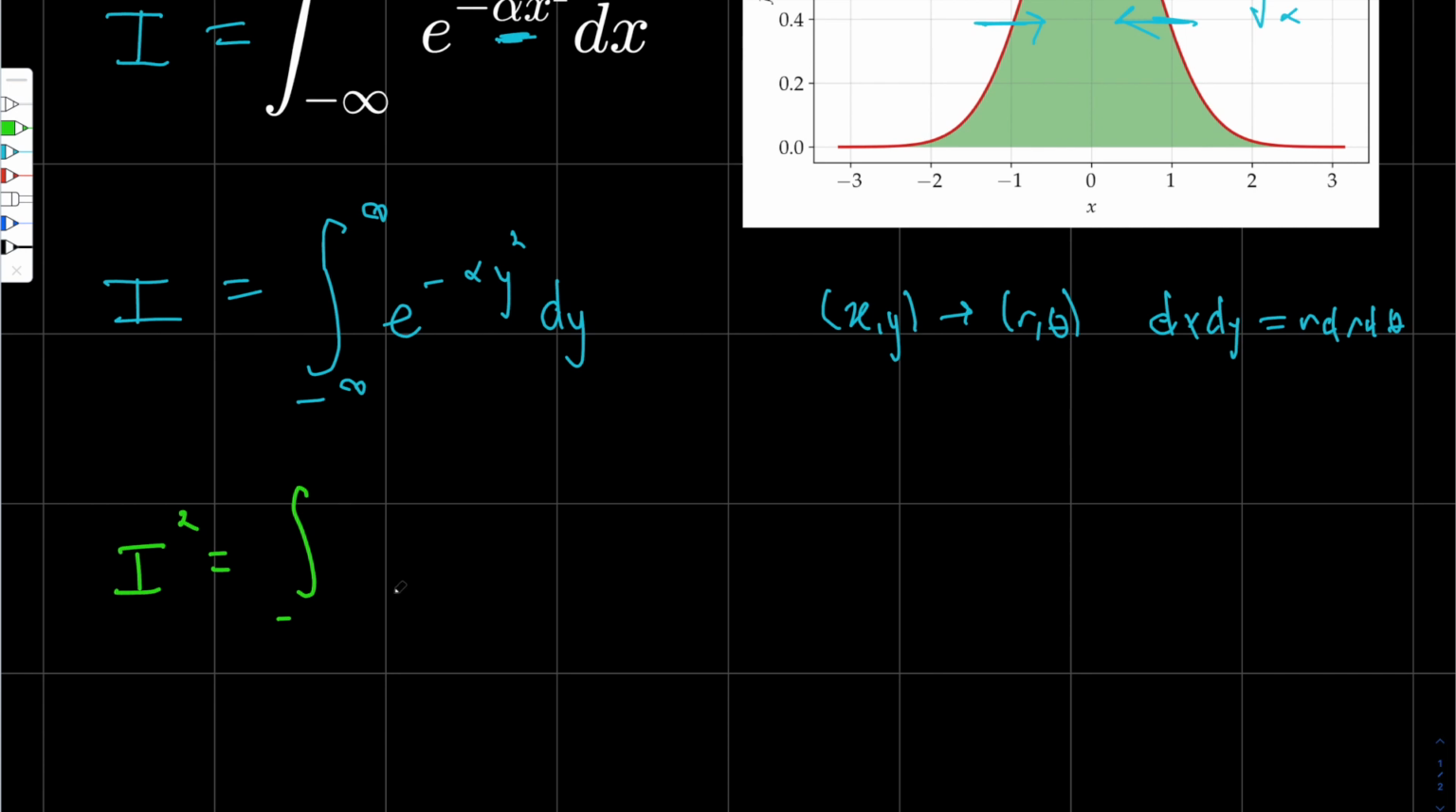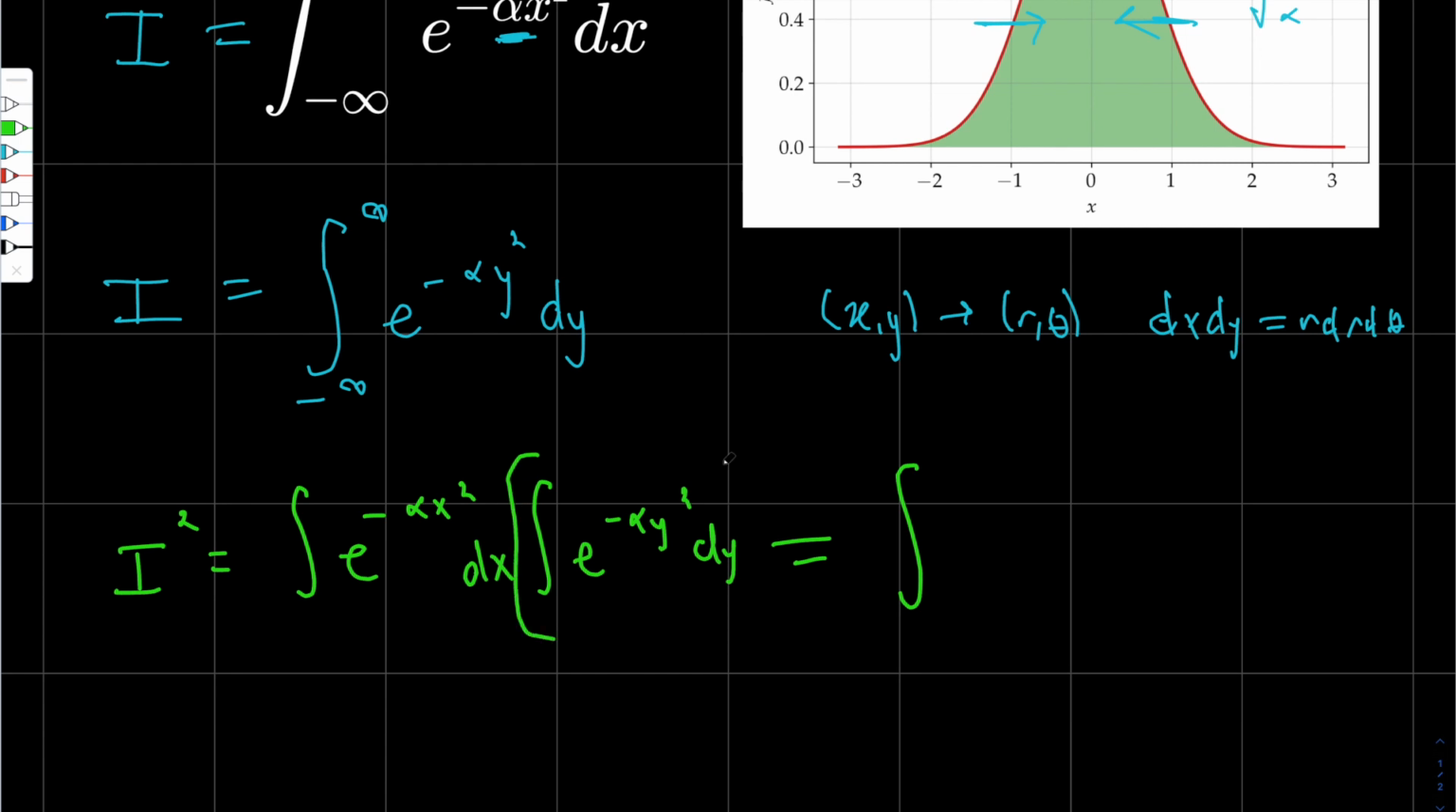infinity. I'm going to stop writing these minus infinities to infinities. So we'll just do e to the minus alpha x squared dx times the integral of e to the minus alpha y squared dy. And well, okay, I see that these are independent of each other, which means I can bring the integrals on the outside. I'm not seeing an x here and that kind of stuff. This is just a function purely of y, and this is a function purely of x. And that's what I meant. To make it more clear, e to the minus alpha x squared e to the minus alpha y squared dx dy.